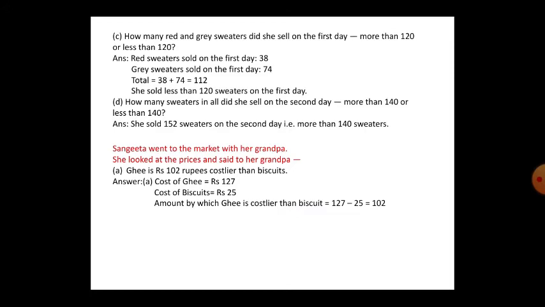Let me check. You have to subtract both. 127 minus 25 is 102. Obviously ghee is 102 rupees costlier than biscuit, right? For this you have to know the price of the items, then you can find it easily. Thus Sangita is correct.